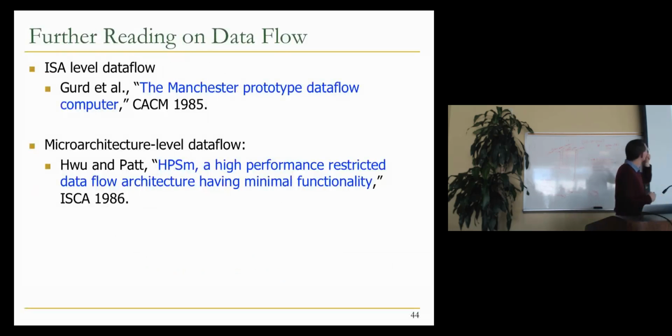Okay, so if you're more interested in data flow, I'd recommend this paper. It talks about the Manchester prototype data flow computer. So you can look at the data flow language as well as the machine design. In microarchitecture level data flow, we've been discussing that in all of those papers, but you can take a look at this paper also. That talks about data flow, restricted data flow, which is out-of-order execution with precise exceptions.